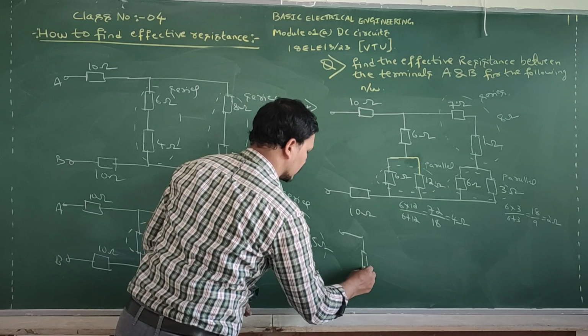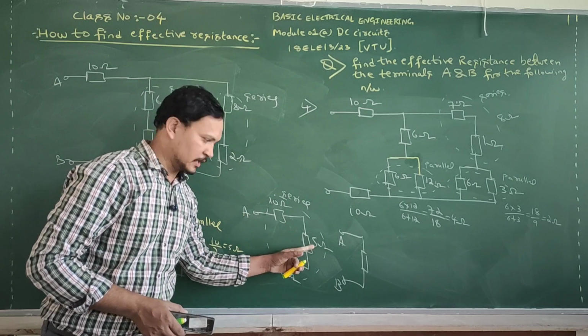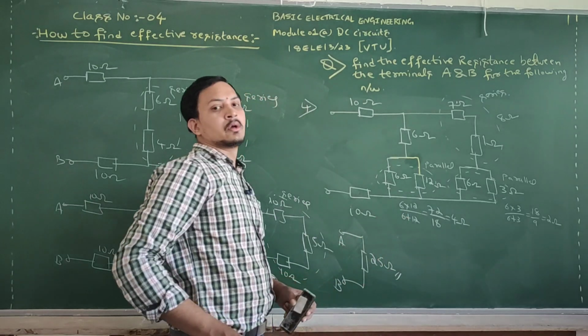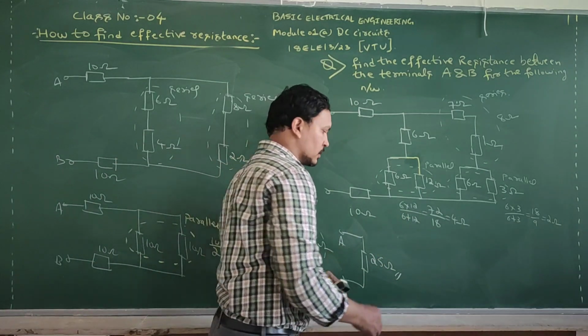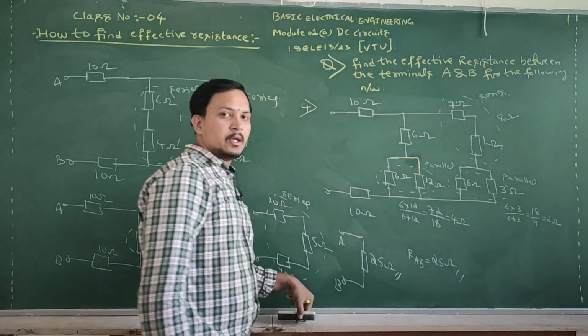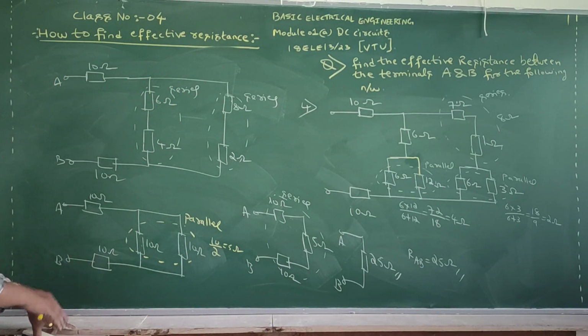Therefore, the final answer is effective resistance between terminals A and B: 10 plus 5 is 15, 15 plus 10 is 25 ohms. So the final answer is 25 ohms. You can write the circuit, or otherwise you can write R_AB is equal to 25 ohms. Okay, got it? So pause the video, then copy down.